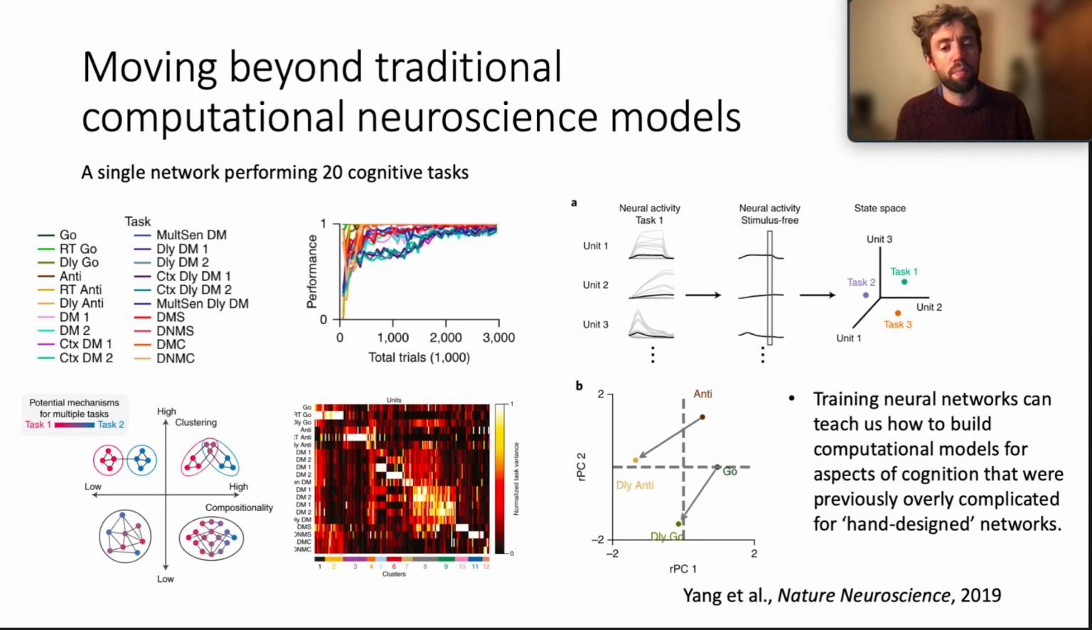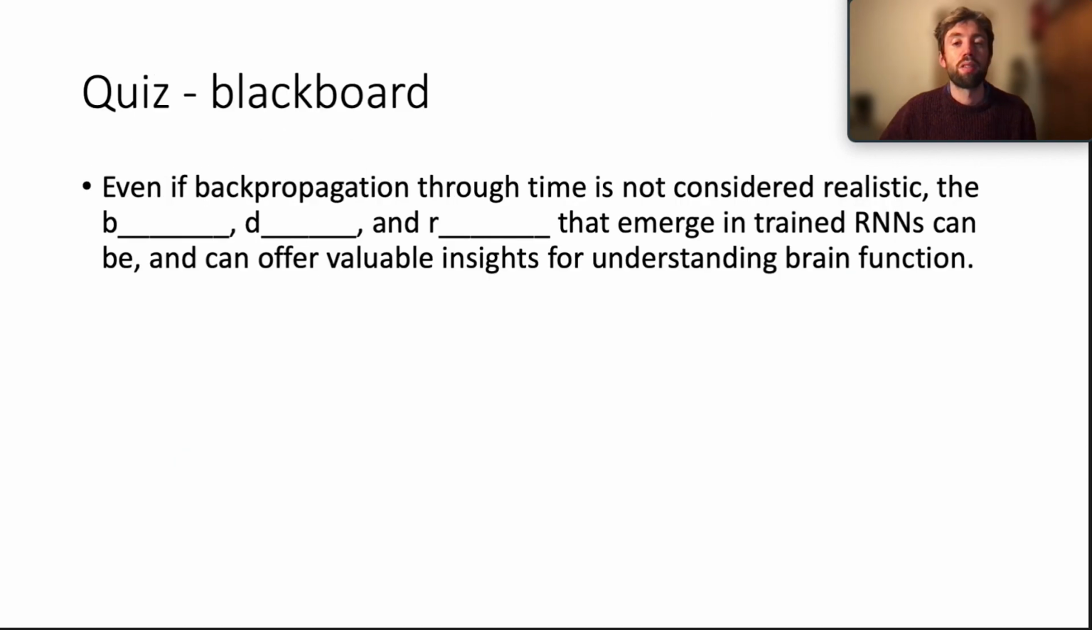So more generally, training neural networks can teach us how to build computational models for aspects of cognition that were previously overly complicated for hand-designed networks. So please go to the blackboard and take the final quiz question for this video.